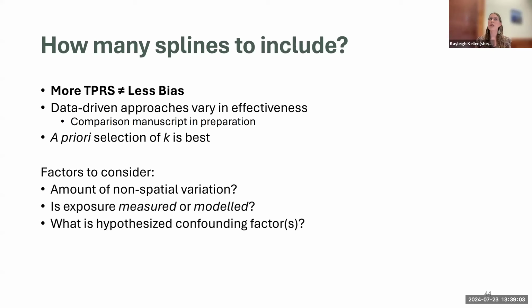Whereas, for example, the nighttime light is satellite data. We're actually measuring that, and so it's going to have more non-spatial variation. That is something that comes into play: if you have more non-spatial variation, you might do more spatial adjustment. Another question you might ask is, what is the hypothesized confounding factor? What are you worried about missing? Is it variation across a large scale, or is it variation within a city? That can help tell you how many splines you might want to put in your model.